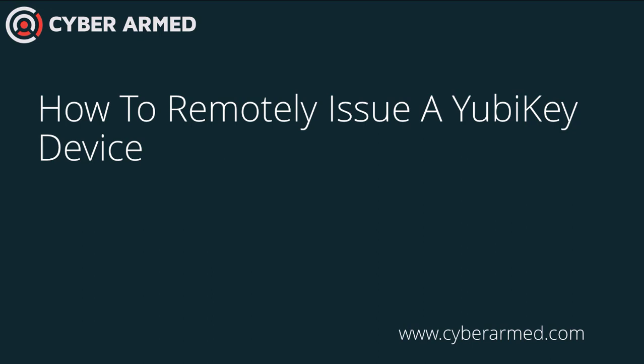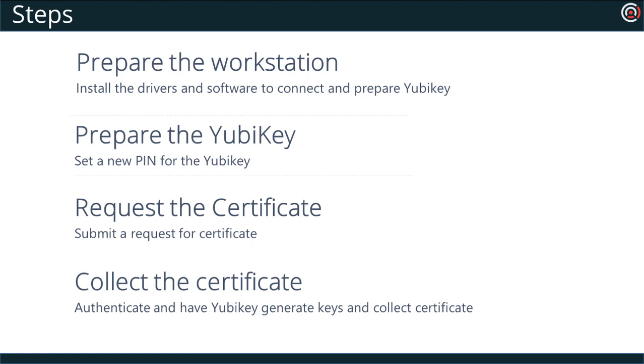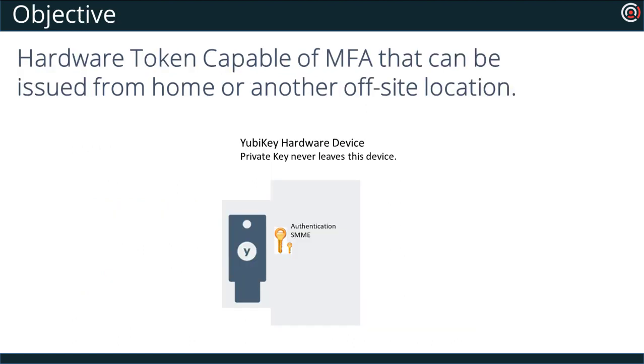In this video, we will show you how to issue a YubiKey device from your home or remote office. To do this, we will be covering 4 steps: preparing the workstation, preparing your YubiKey, requesting a certificate, and then collecting the certificate. When complete, you will have a fully functioning YubiKey device that has a trusted certificate that can allow you to encrypt your messages and securely access cyber resources.